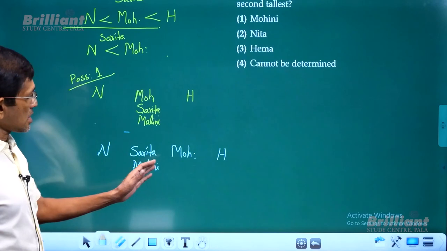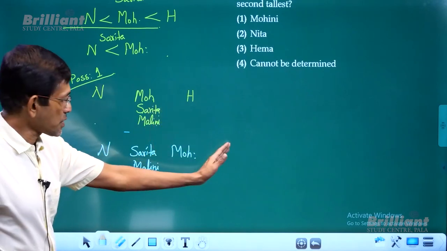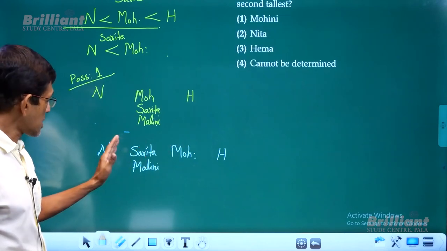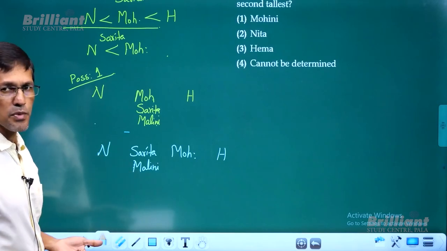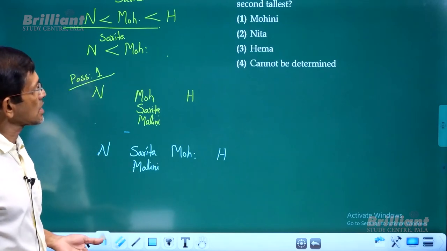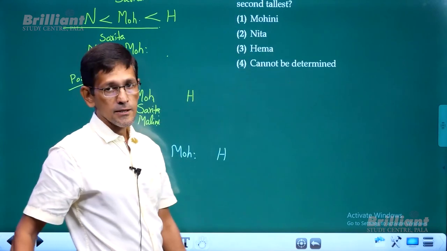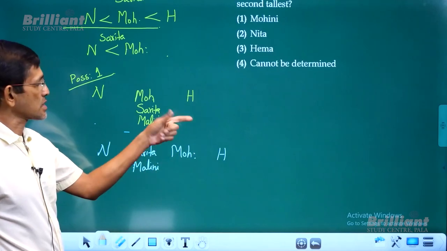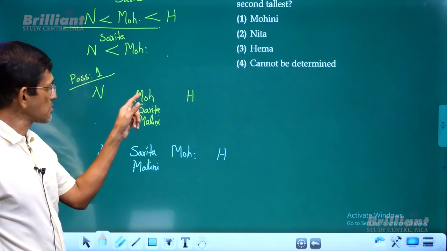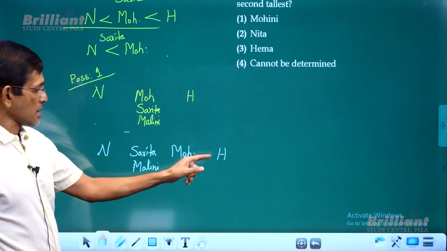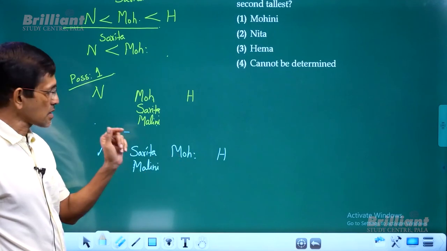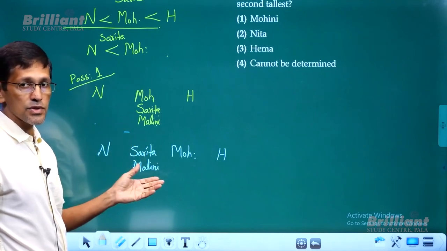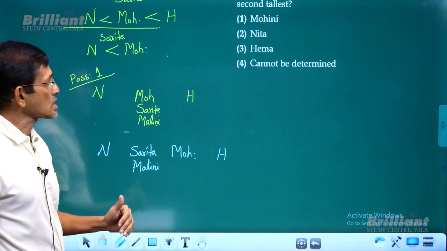Next possibility, Hema from the tallest one, Hema. Then we have Mohini. Then we have Nita. Then we can have Sarita and Malini. So there are many combinations possible here. Ultimately, what we are looking for is the second tallest. Hema is the tallest. There is no confusion on that. Second tallest could be, in this arrangement, Mohini or Sarita or Malini. In this arrangement, second tallest is Mohini. So the person who is second tallest could be either Mohini or Sarita or Malini.